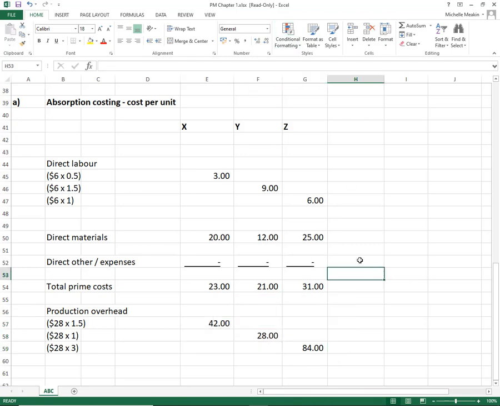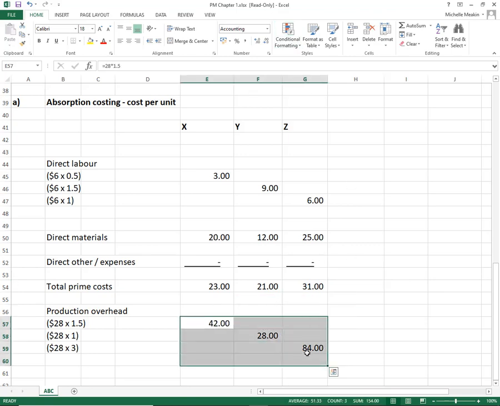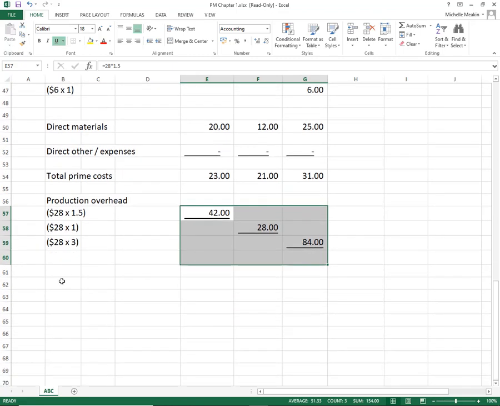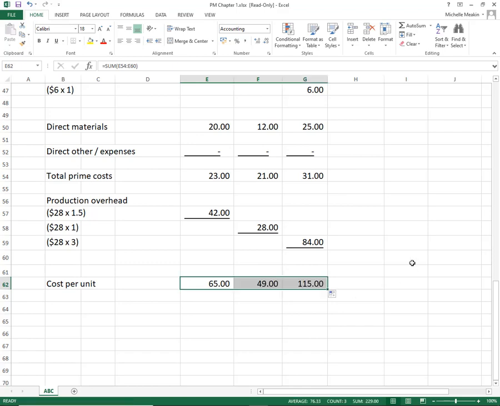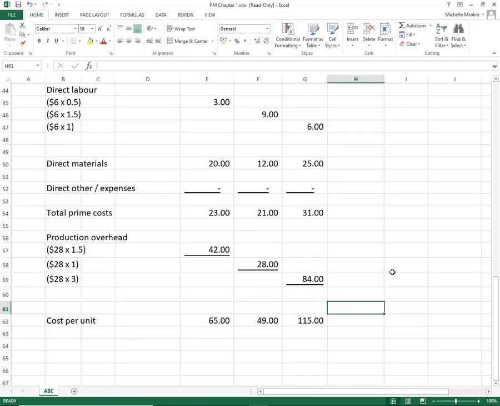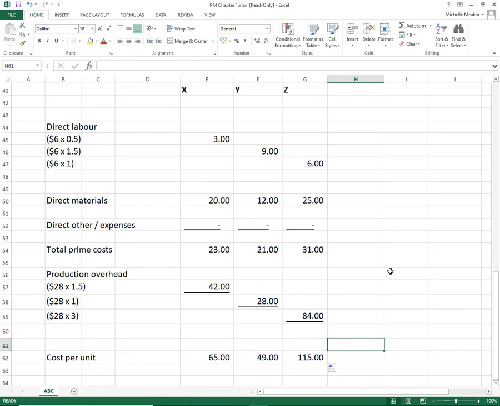Based on the information within the question, that is all the costs now dealt with. I can now total up my total cost per unit for X, Y, and Z. So take the total of my prime cost and add on my total production overhead. That comes out with a cost per unit of $65 for X, $49 for Y, and $115 for Z.